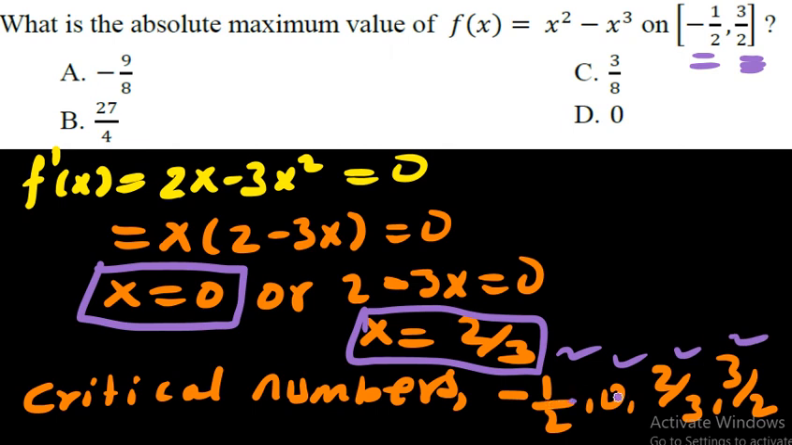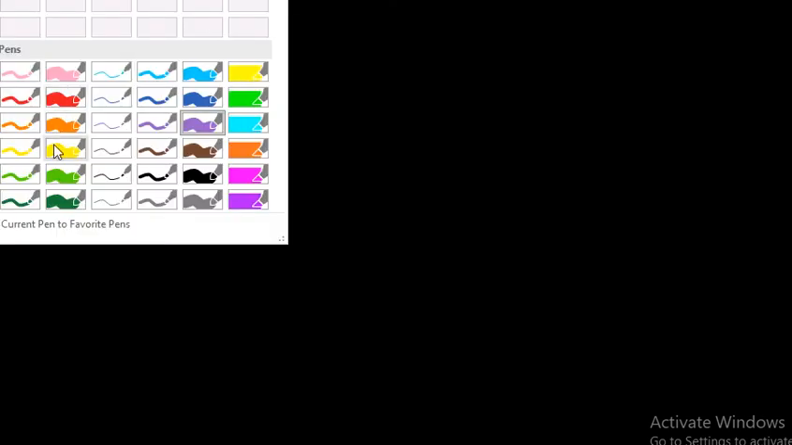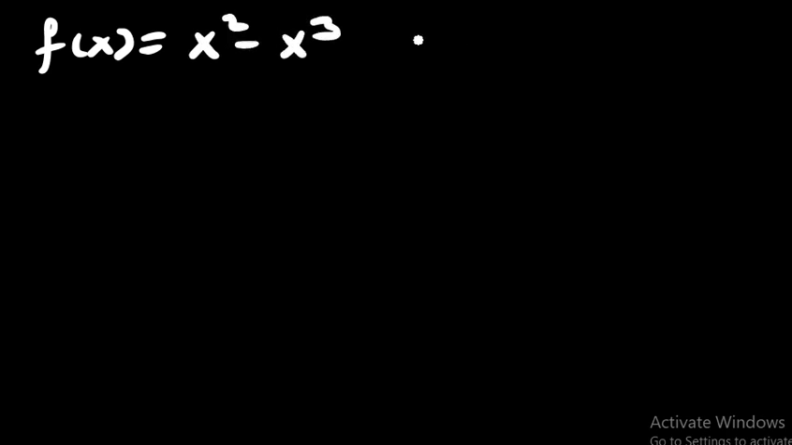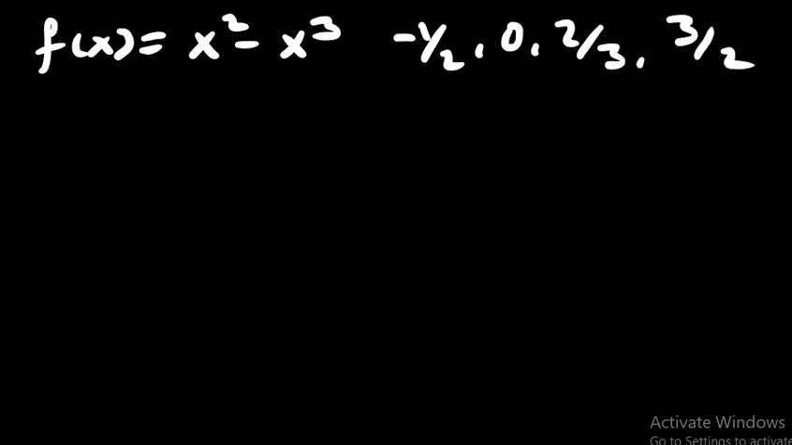Therefore, we are going to insert each number in place of x in the original function, and then we are going to compare. Let us do that. So what is the function? F of x is equal to x square minus x cube, and the critical numbers, we said, are negative 1 over 2, 0, 2 over 3, and 3 over 2. These are the critical numbers.